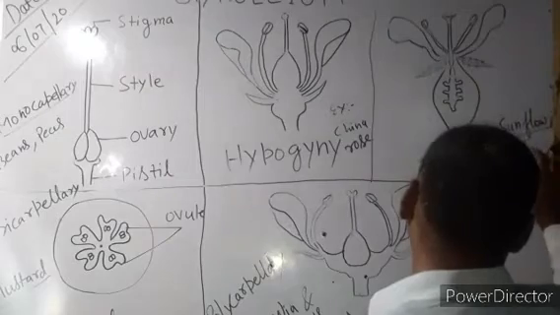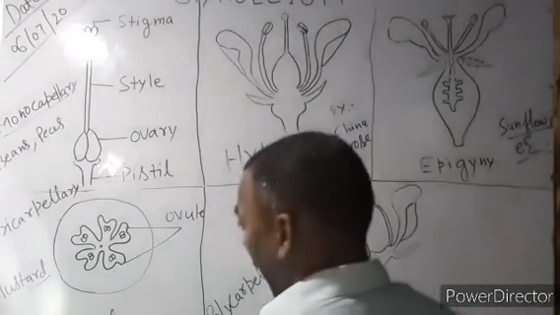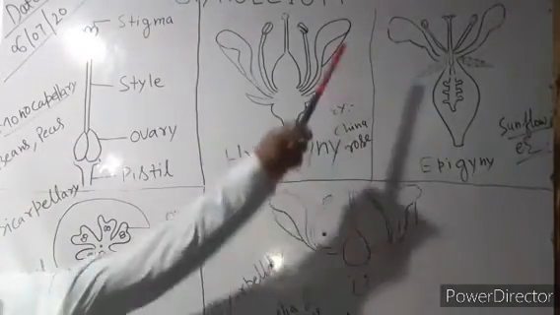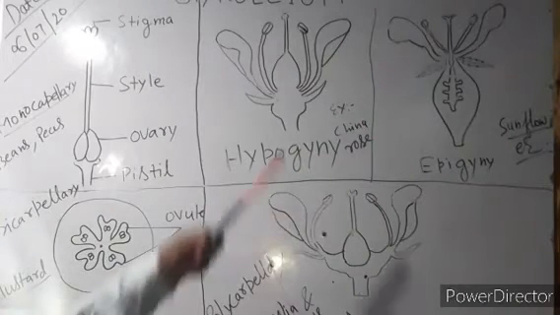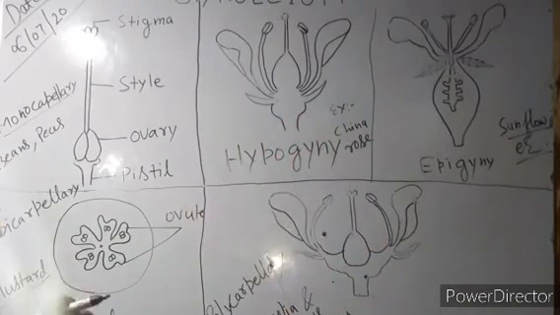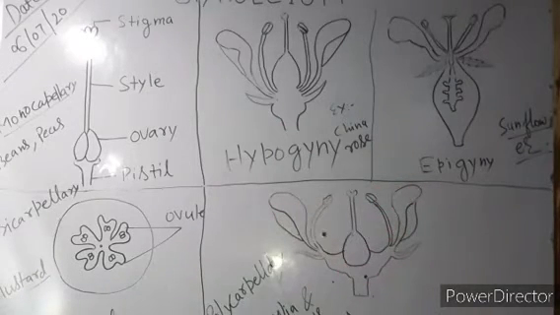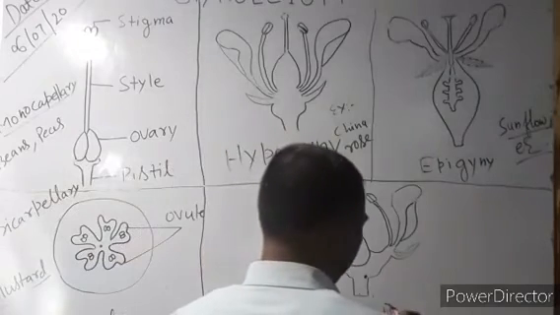In epigynous conditions, all three whorls are above the ovary. That is known as the epigynous condition, and the ovary is inferior. That means the ovary is below the three whorls, and this condition is found in sunflower, cucumber, etc. And the third is perigyny.